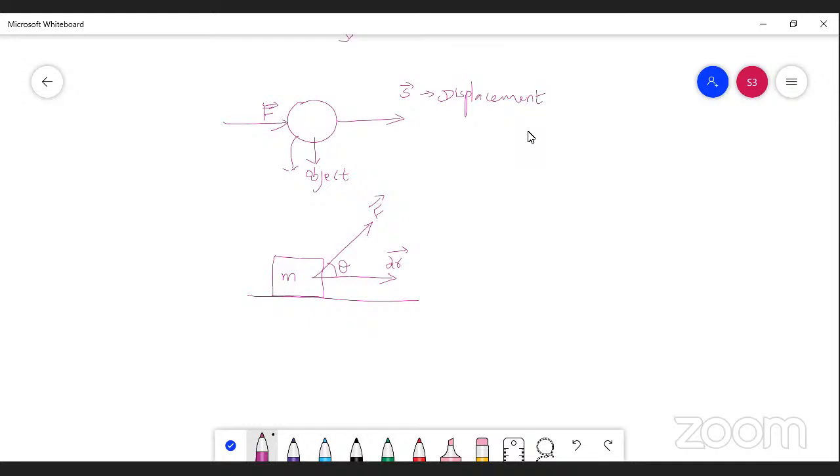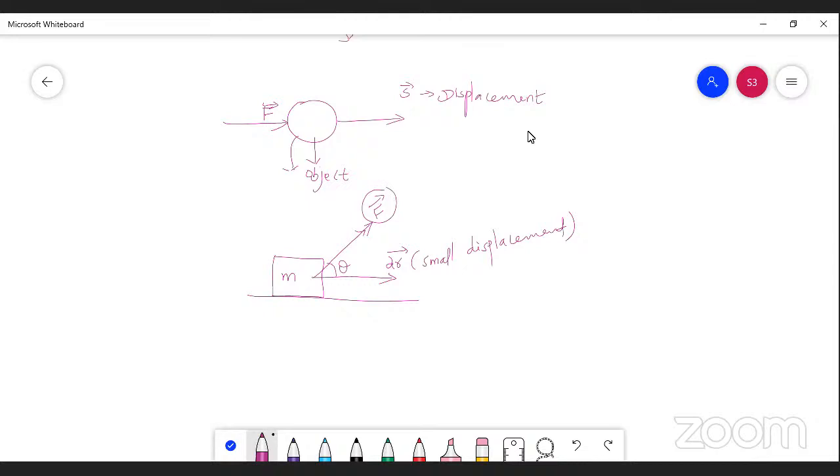I am talking about when a body of mass is placed on a horizontal surface. Initially at rest, when we apply the external force acting on the object along this direction, the body displaces with a small displacement dr along the horizontal direction. But theta is the angle between the direction of force and the direction of the small displacement. Then work is said to be done by the application of force.